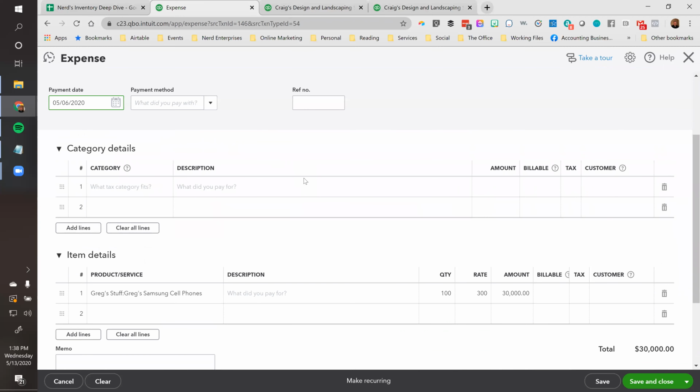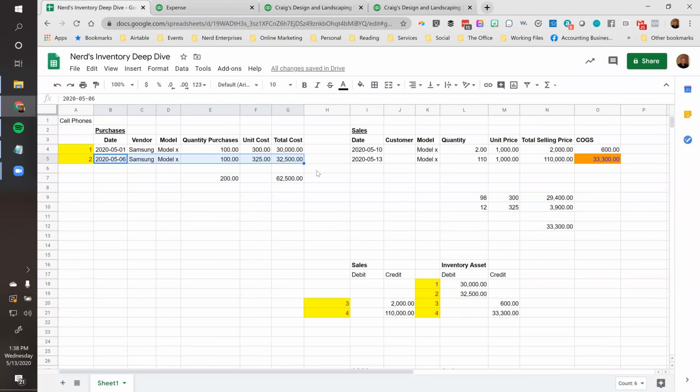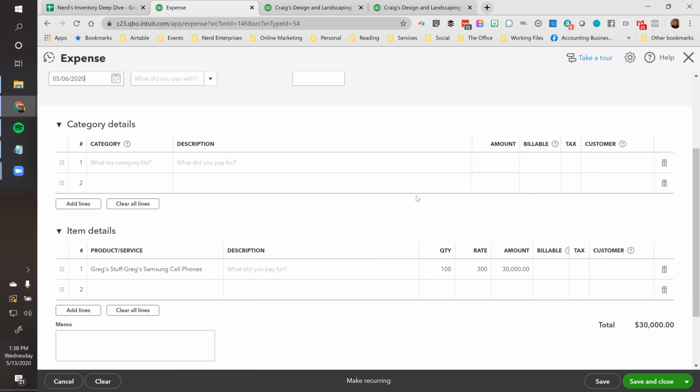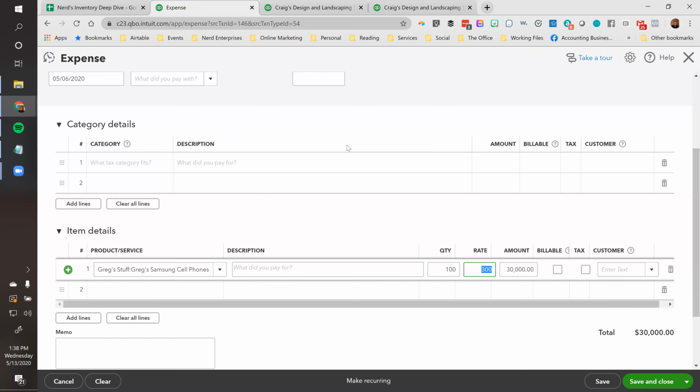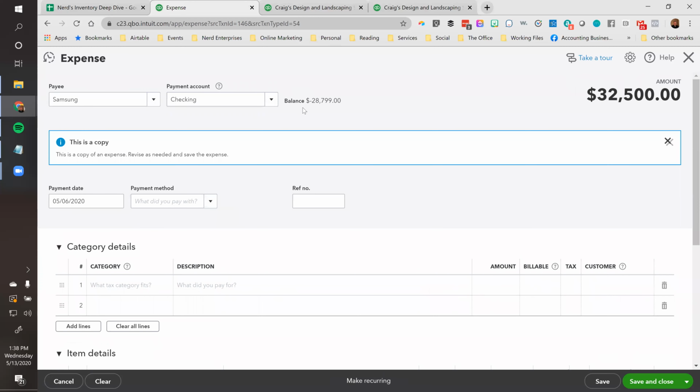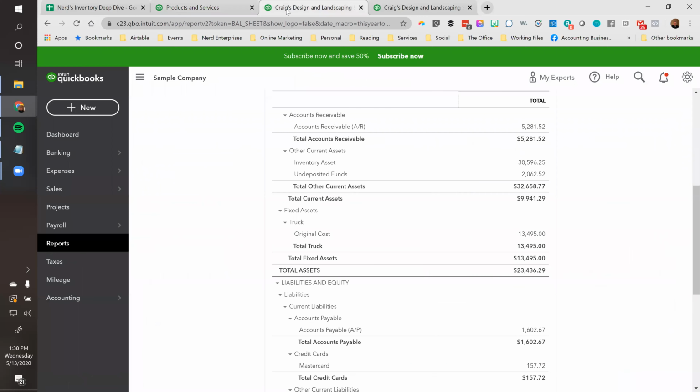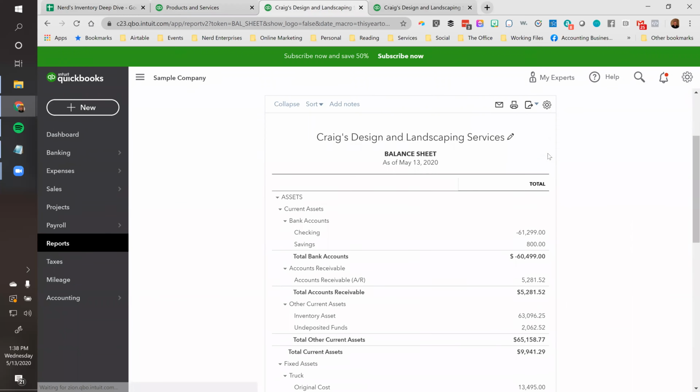All right, so we got this. This time, though, they raised the price to $325. We're buying another 100 units. So now we're going to add another $32.5 to inventory, and we're going to be taking that out of a checking account that's already pretty negative. So save and close. Back up to the balance sheet, run the report.